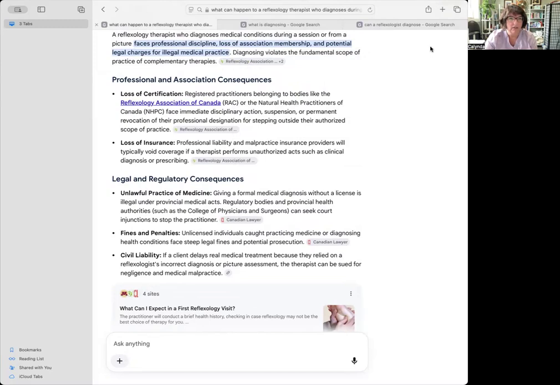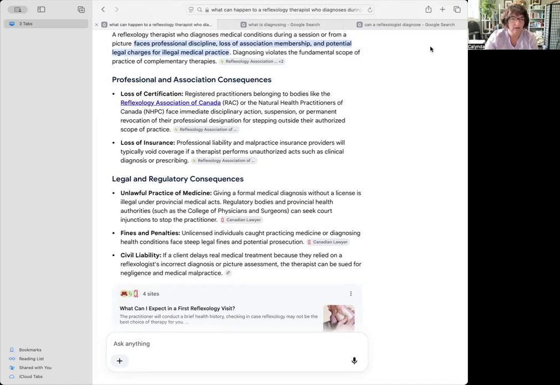Professional association consequences: loss of certification. Registered practitioners belonging to bodies like the Reflexology Association of Canada or NHPC face immediate disciplinary action, suspension, or permanent revocation of their professional designation for stepping outside their authorized scope of practice. Loss of insurance. Professional liability and malpractice insurance providers will typically void coverage if a therapist performs unauthorized acts such as clinical diagnosing or prescribing.